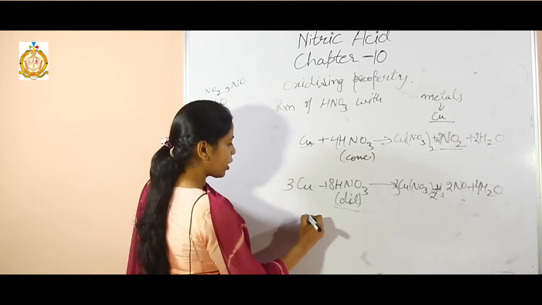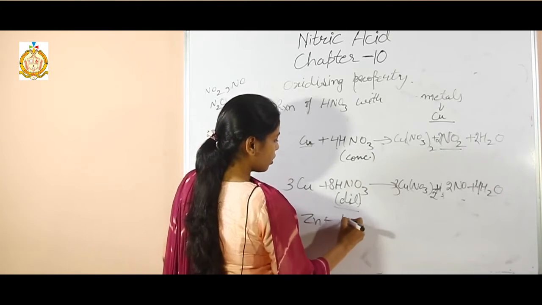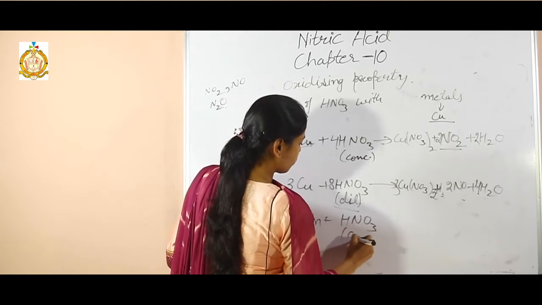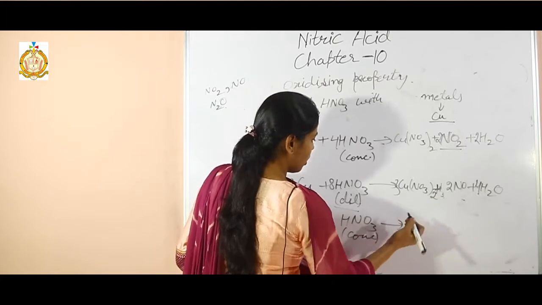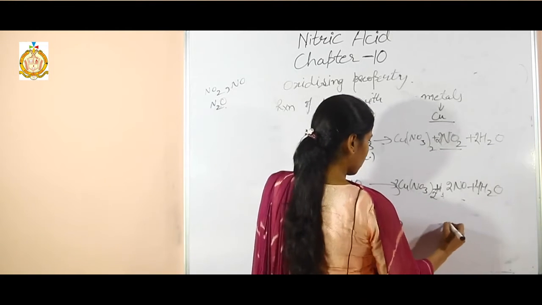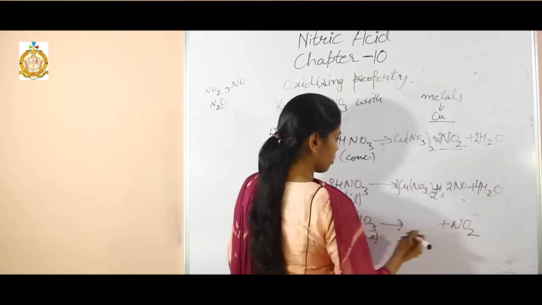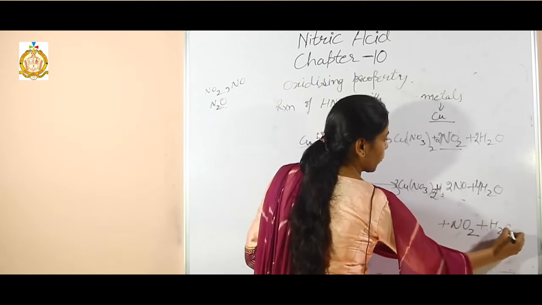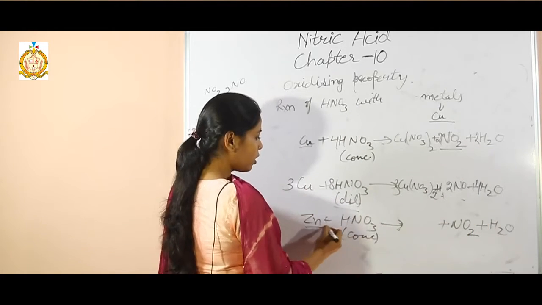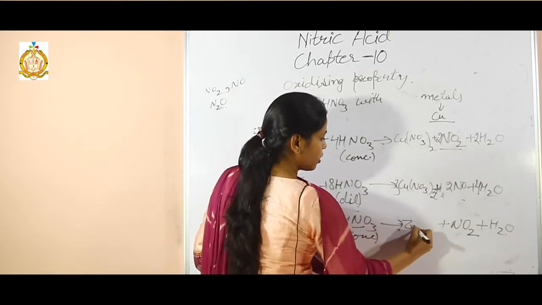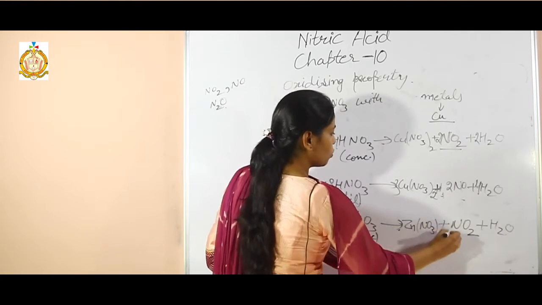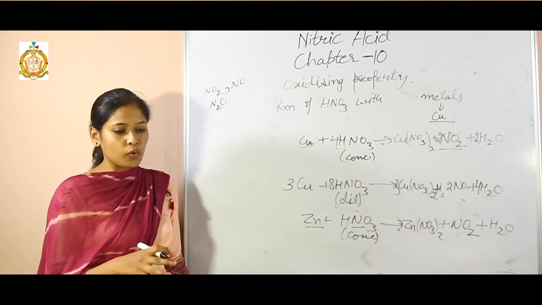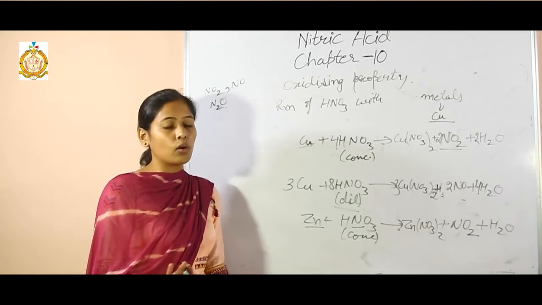Now similarly you can write the reaction with zinc. Zinc with HNO3, just see the condition whether concentrated or dilute. You can write with zinc concentrated, then nitrogen dioxide, plus water, then zinc nitrate, Zn(NO3)2, and balance the equation. Without balancing, your equation is wrong.